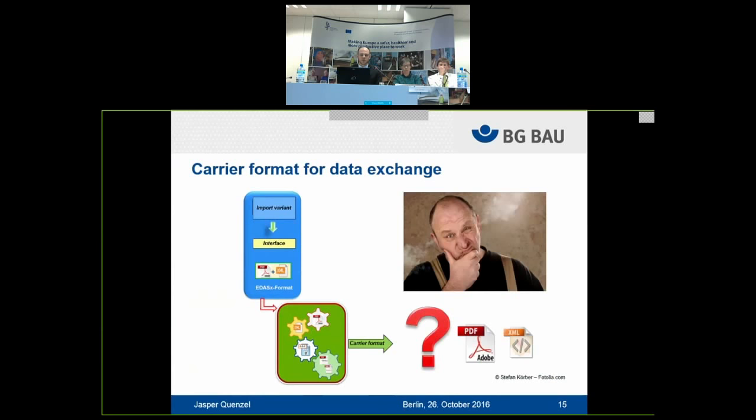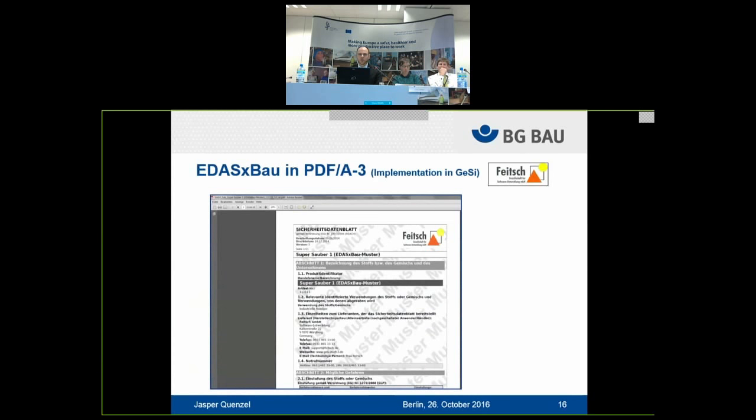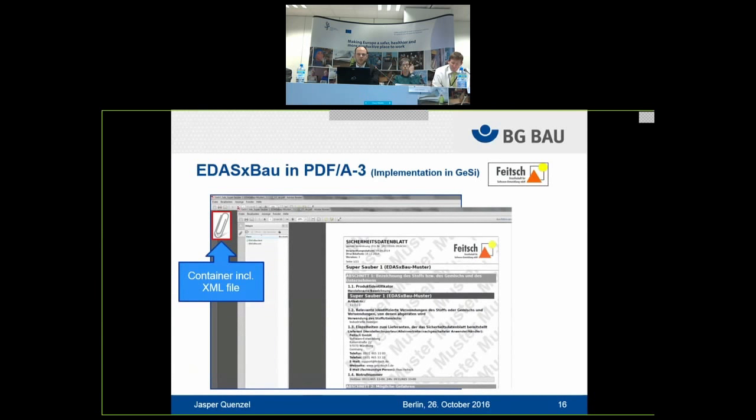And luckily, we found a very elegant way while we did this project, and it's called PDF A3. A PDF A3 is just a normal PDF document in which you can embed files. And if you have such a PDF A3 file, you get this little paper clip in the upper left corner of your Adobe Reader. And when you click on it, you can see this sidebar, and there are the files which are embedded in this PDF document.